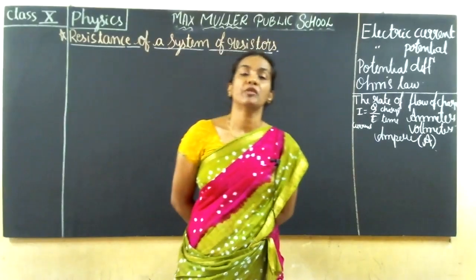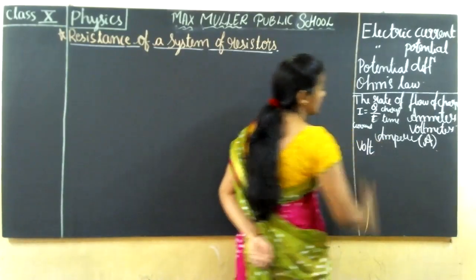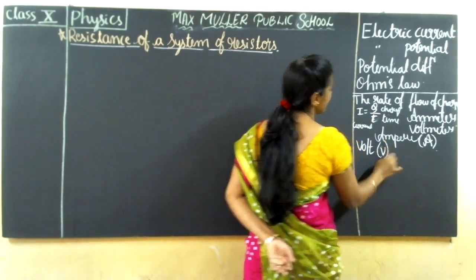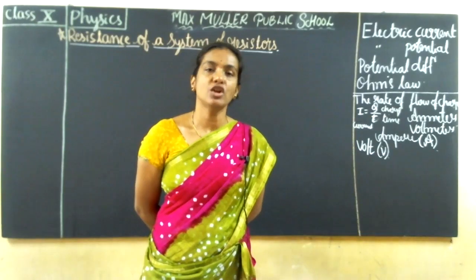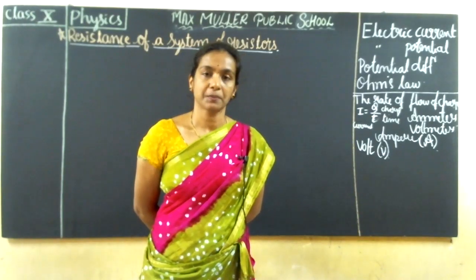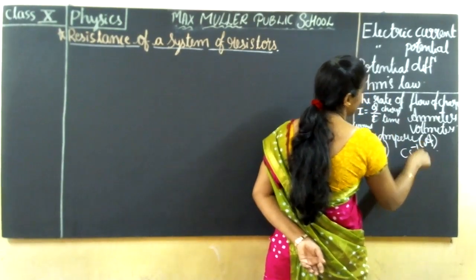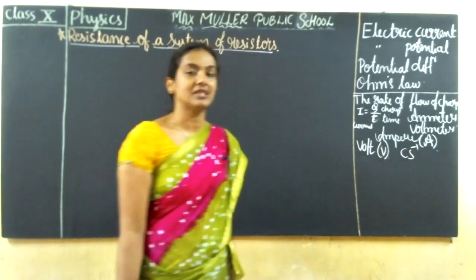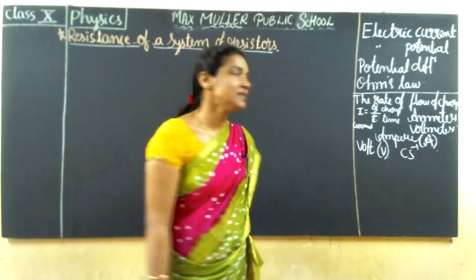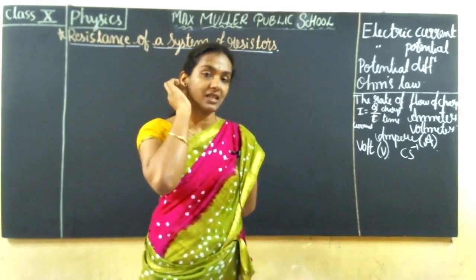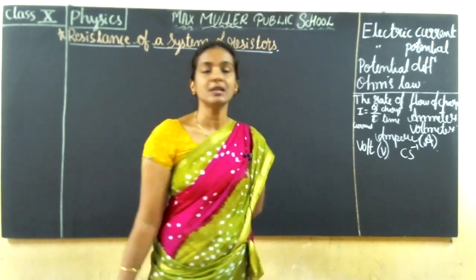What is the SI unit of potential difference? That is volt. What is the SI unit of time? Second. What is the SI unit of charge? Coulomb. So the SI unit of electric current can be said as coulomb per second also. It is taken as ampere to honor the scientist. Otherwise, according to our NCERT textbook, the SI unit of electric current is coulombs per second.